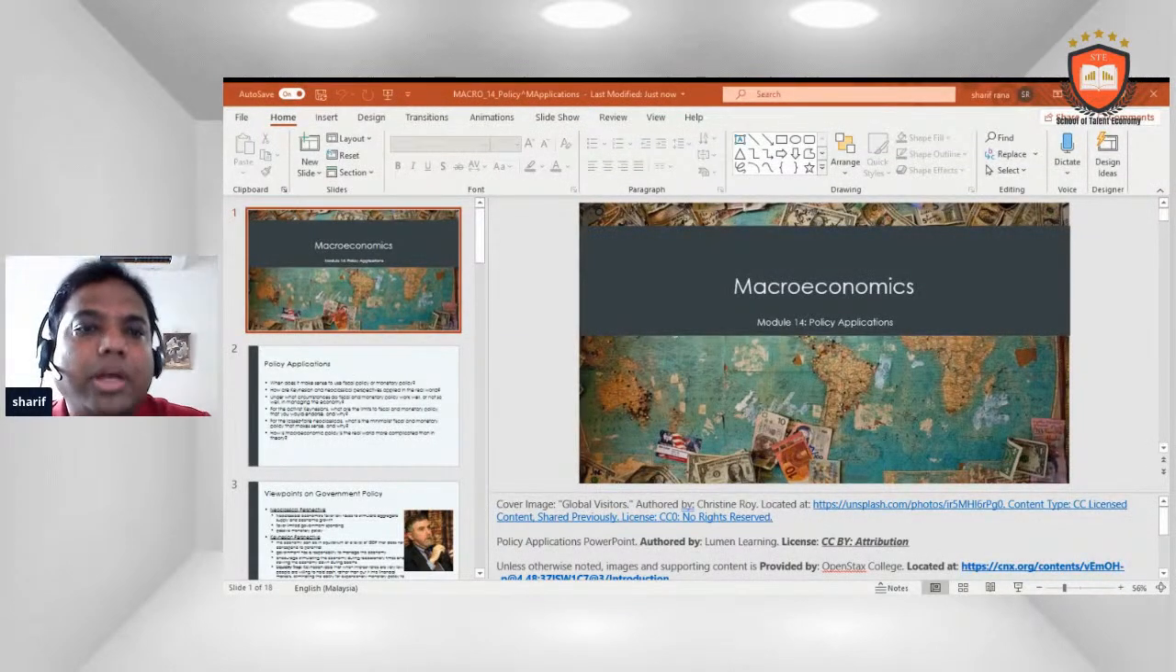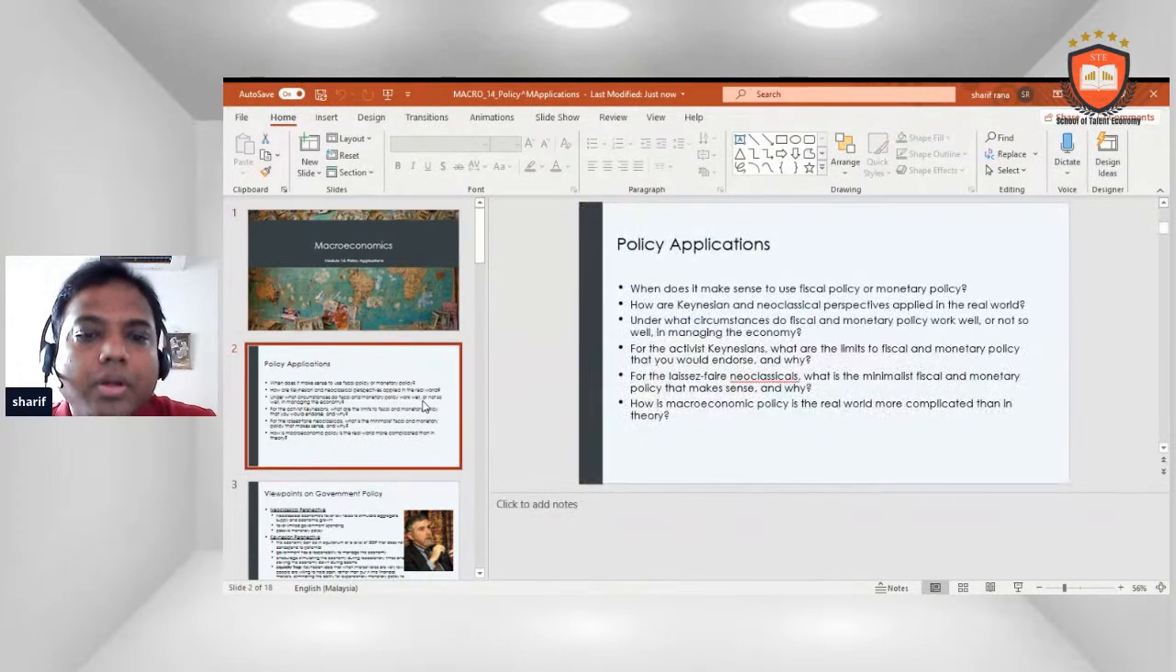Welcome everyone. Today we're going to discuss some important factors, and this factor is about initiative and especially on policy applications. What is policy or policy application?